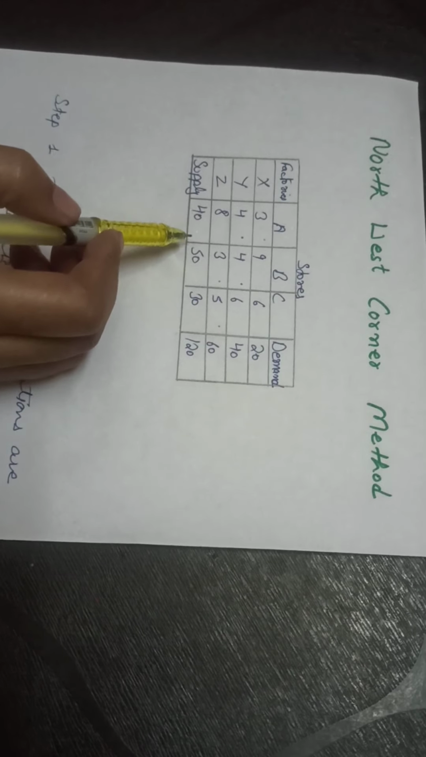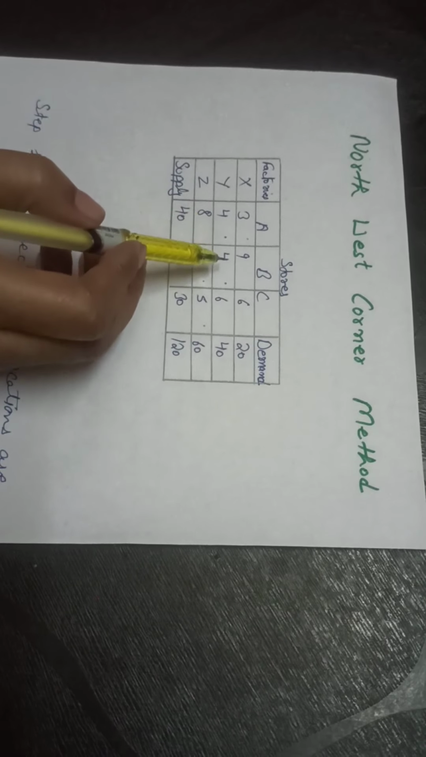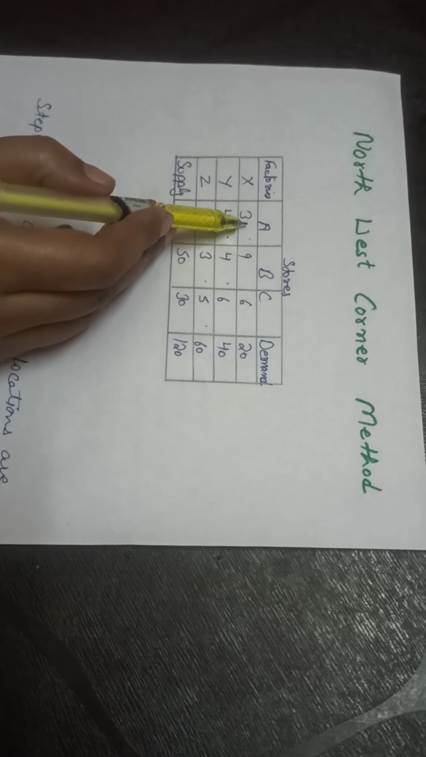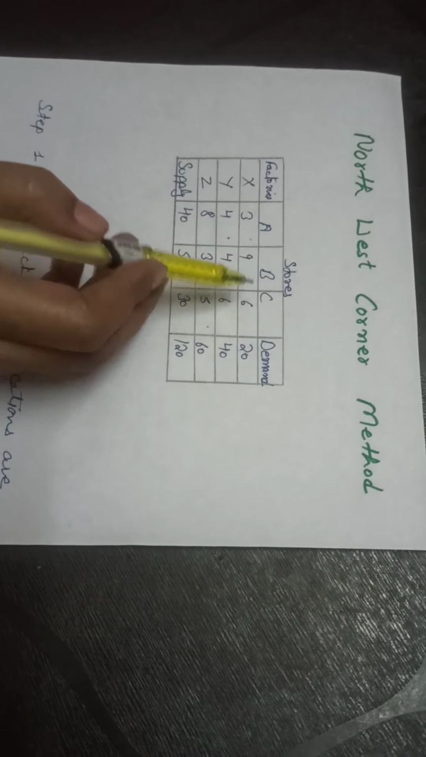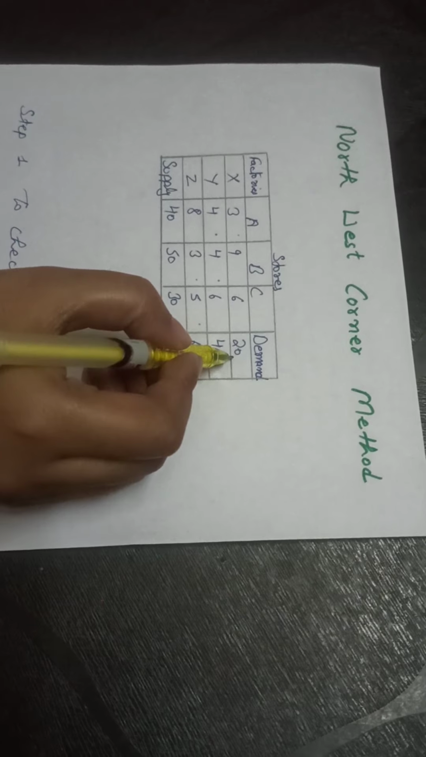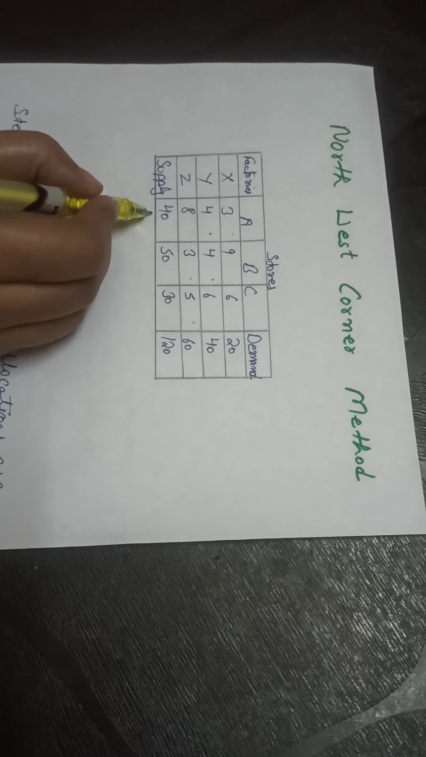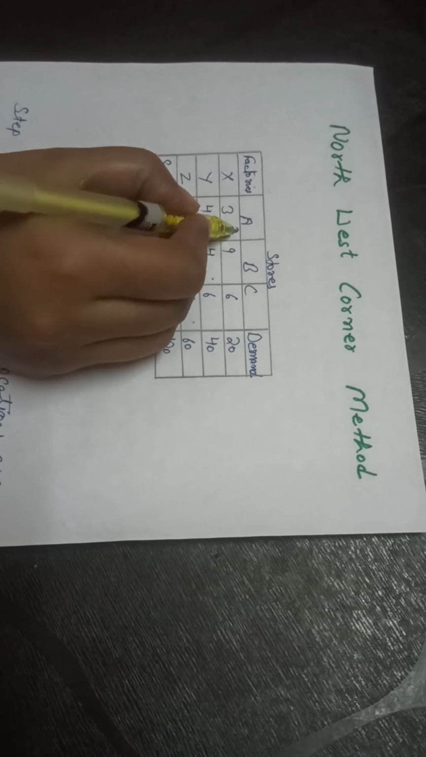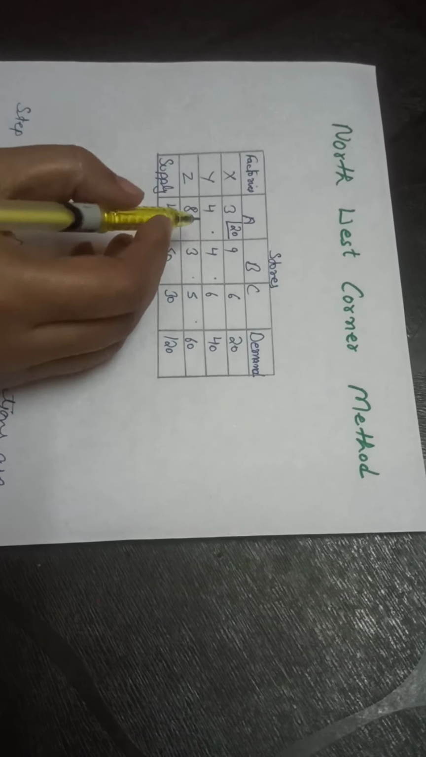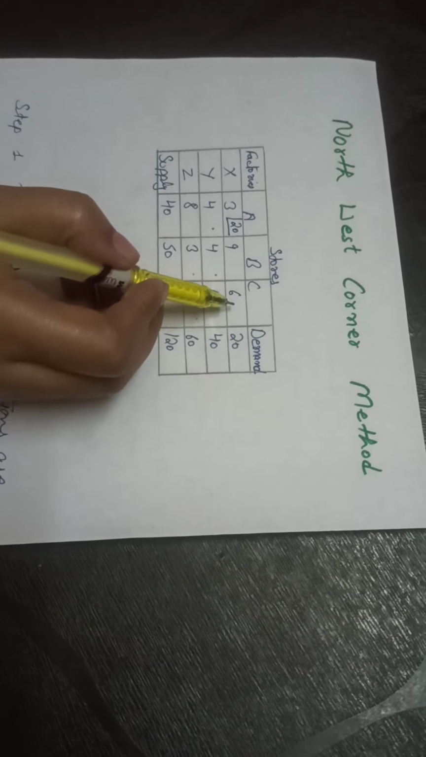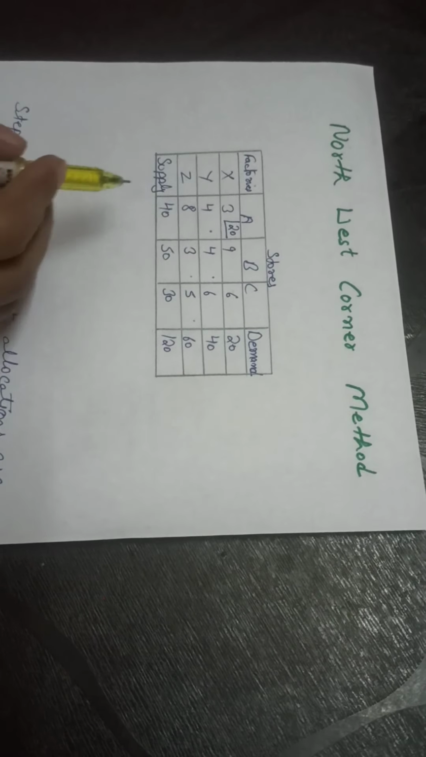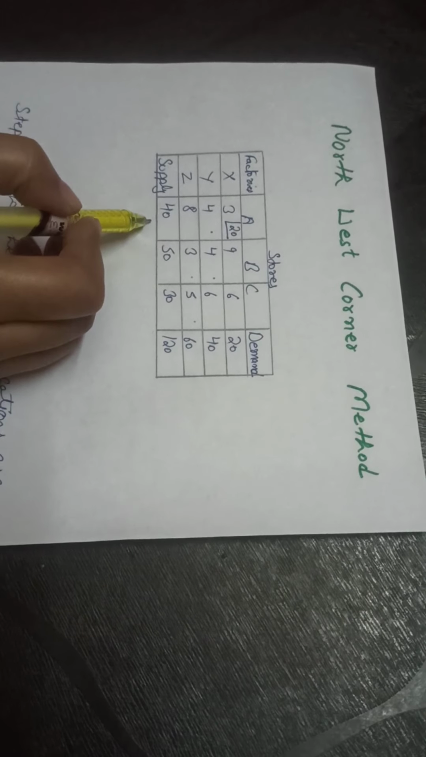In this method, first of all, the allocation will be done in the first cell here. This is the first cell of first row and first column. So here we have demand of 20 and here we have supply of 40. We can give 20 to this cell. Now our first column is fully exhausted and here in the first row, 20 is left.